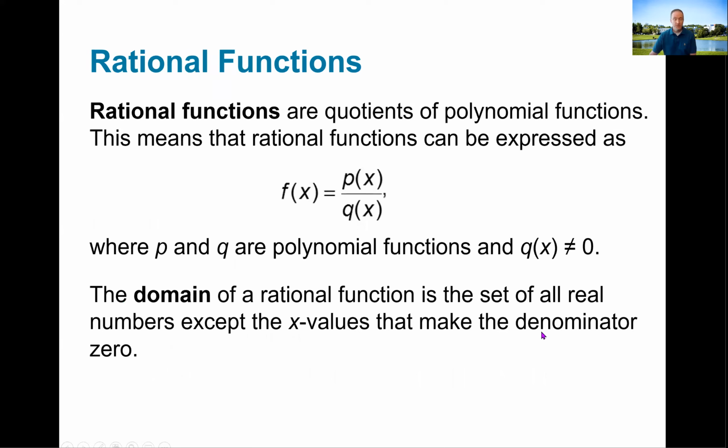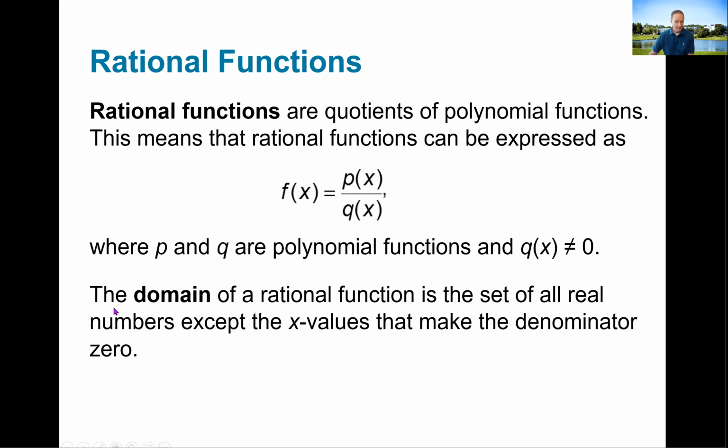Okay, first up, rational function. It's any time you have a polynomial divided by another polynomial. So I say f of x is equal to p of x over q of x, where both p and q are polynomial functions. And of course, the denominator q of x cannot equal zero, or else your fraction would not exist.